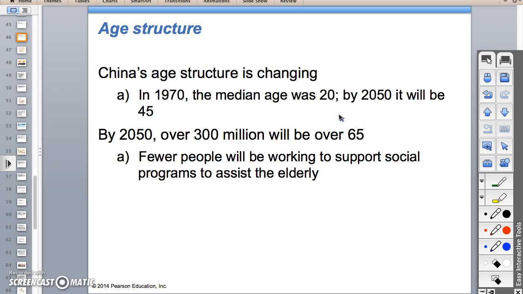China's age structure is changing. In 1970, the median age was 20, and that was because their population was growing pretty quickly when they enacted the one-child policy. By 2050, it will be 45. Median age by 2050 will be 65. There will be 300 million people in China over 65 in 2050. That's the population of the United States as old people.